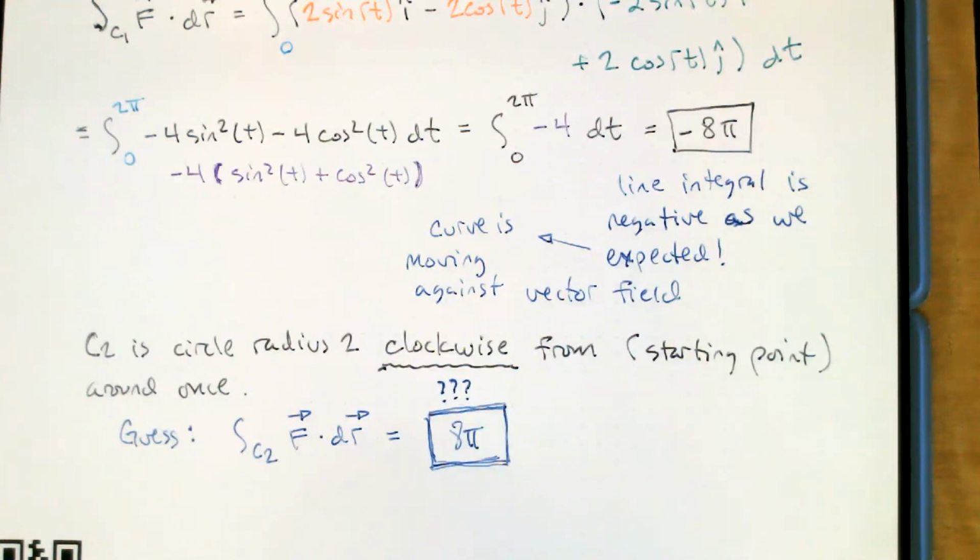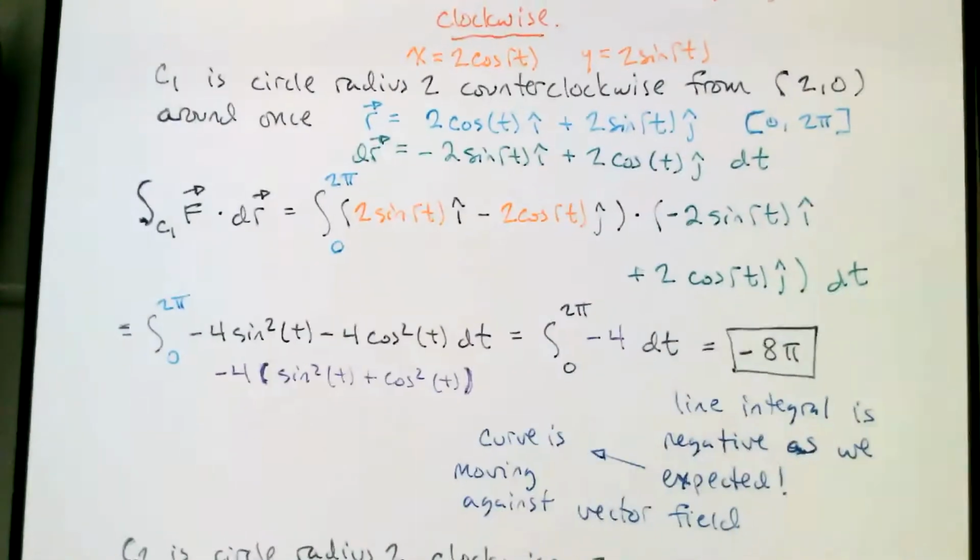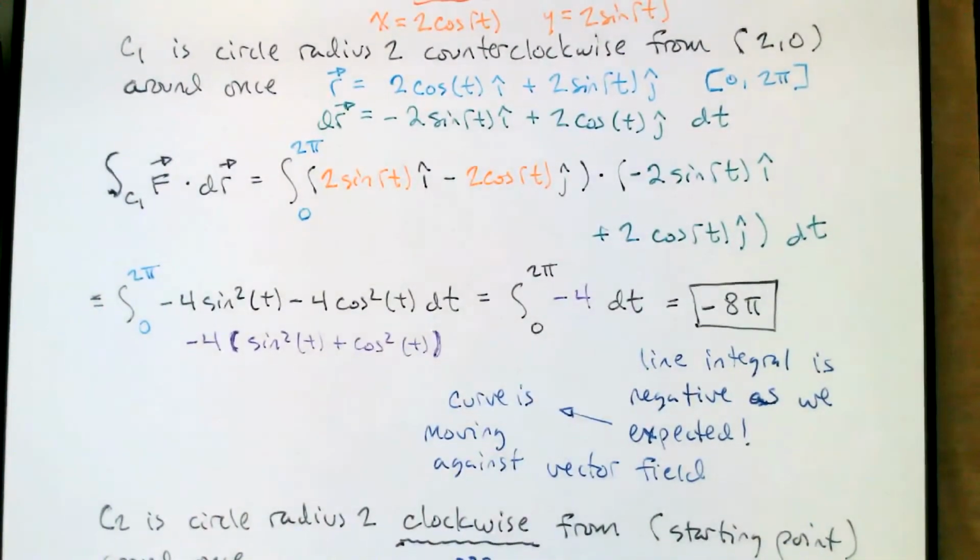We want to be good skeptics. This is something that we can easily calculate. All we have to do is write a parameterization for a circle going the other direction. Using this particular parameterization, 2 cosine t i plus 2 sine t j from 0 to 2 pi, that's going counterclockwise.